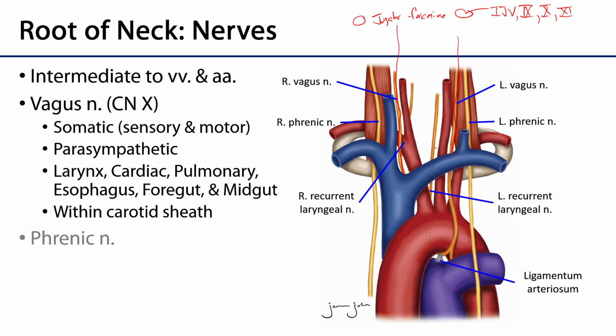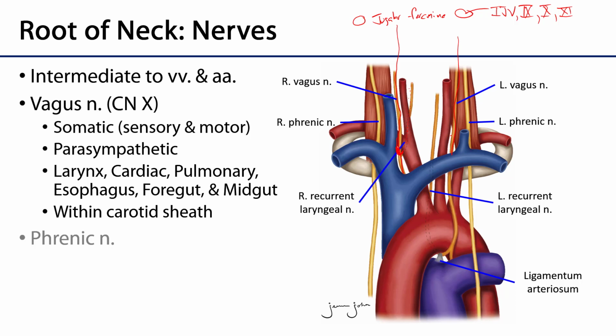As they descend at the root of the neck, on the right side, the right vagus sends off the right recurrent laryngeal nerve, which is going to be more important in the larynx and pharynx session. That wraps around the subclavian artery and then travels in the tracheoesophageal groove up to serve the larynx.